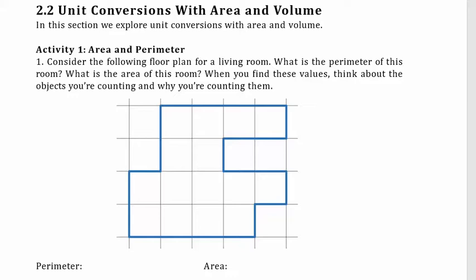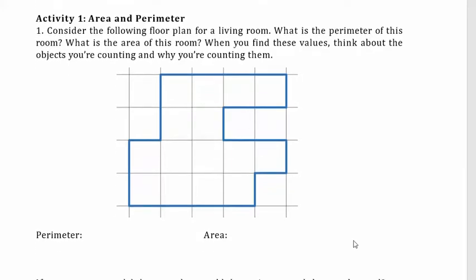Activity 1, consider the following floor plan for a living room. What is the perimeter of this room? What is the area of this room? When you find these values, think about the objects you're counting and why you're counting them. So pause the video and think about the area and perimeter of this living room and start the video when you're ready to go.